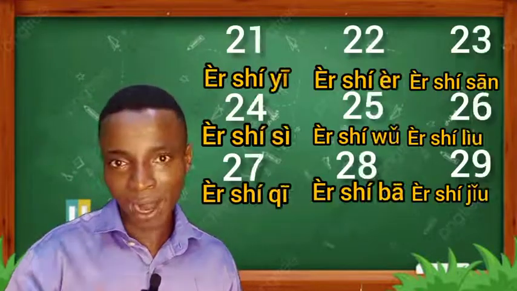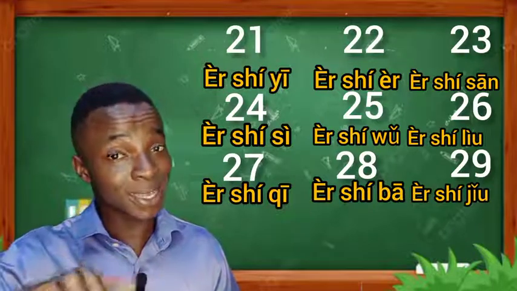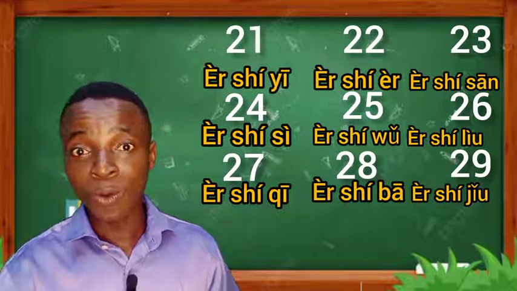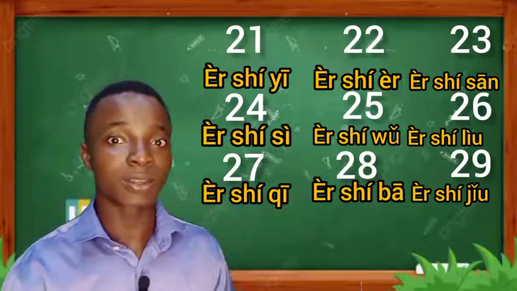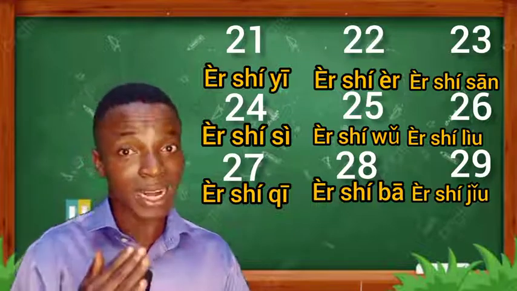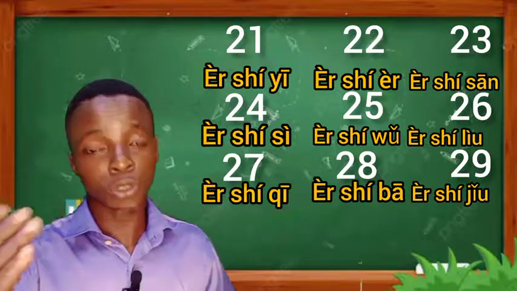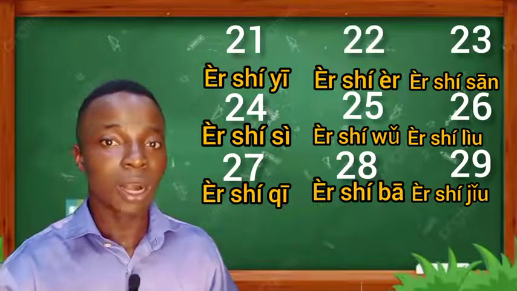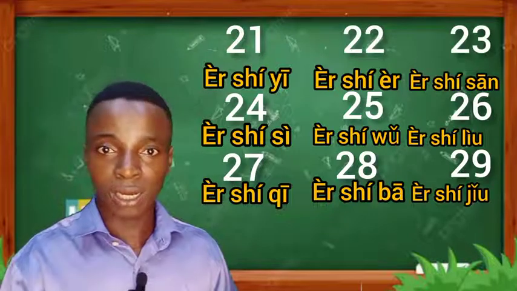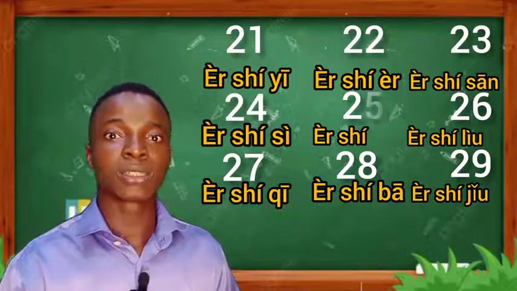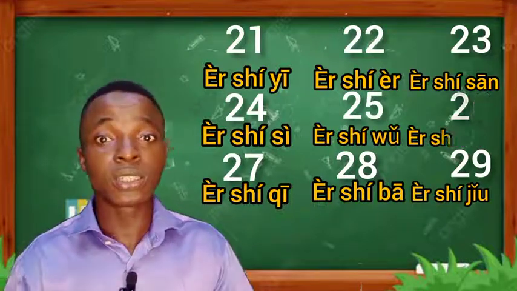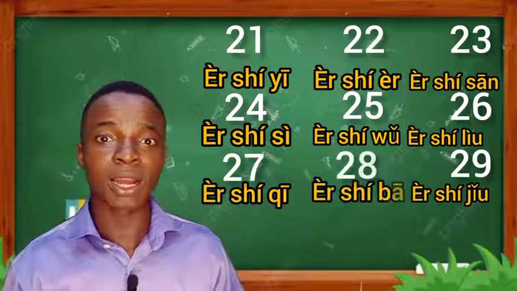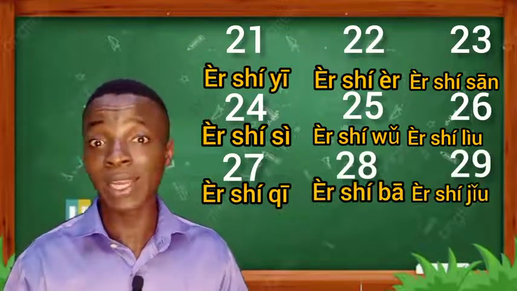Now, can you say 21, 22, or 31, 32? 21, because 20 is 20. So 20, 21. We only need to add 1. That is how you will count from 21 to 29. 21, 22, 23, 24, 25, 26, 27, 28, 29.